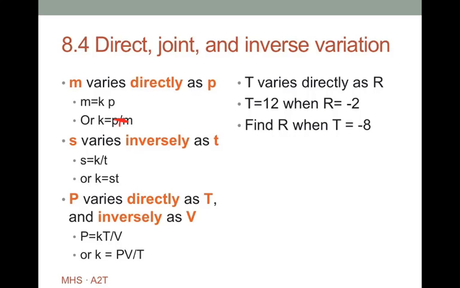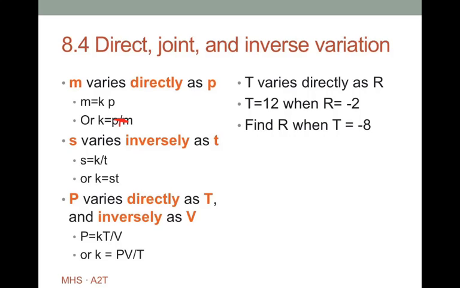And finally, p varies directly as t and inversely as v. Okay, so this is a joint variation. In other words, it varies directly with one variable and inversely with the other. So we say p equals the constant times t because it varies directly, and then divided by v because it varies inversely as v. So if you want to solve for k, you're going to get k equals p times v over t. So you just set it up. p1 v1 over t1 is equal to p2 v2 over t2, etc.